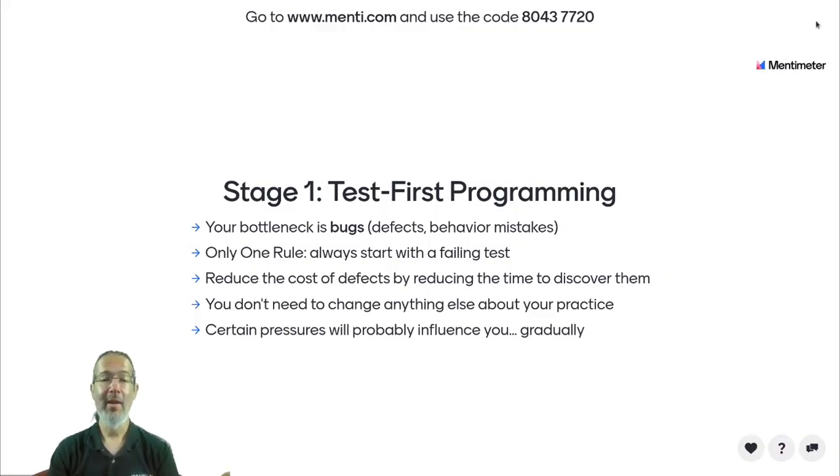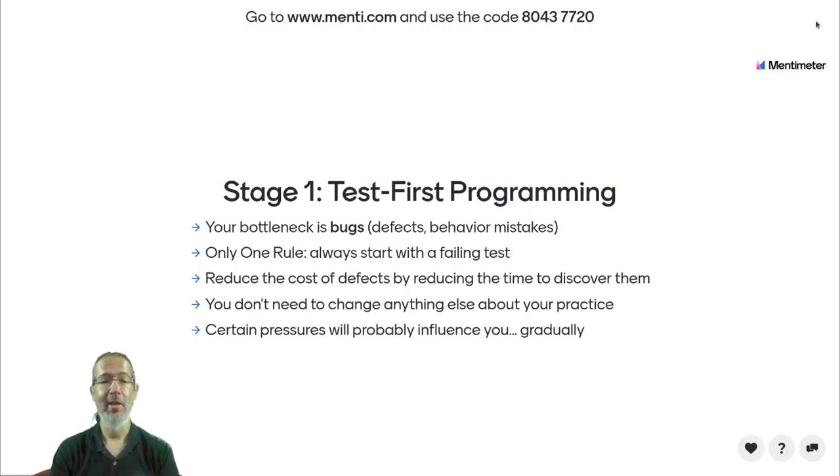You can do everything else the way you normally do it, but when it comes time to sit down and write the code, always start with a failing test. So the only rule you have to follow is always start with a failing test. You can do everything else the same way you normally do it.